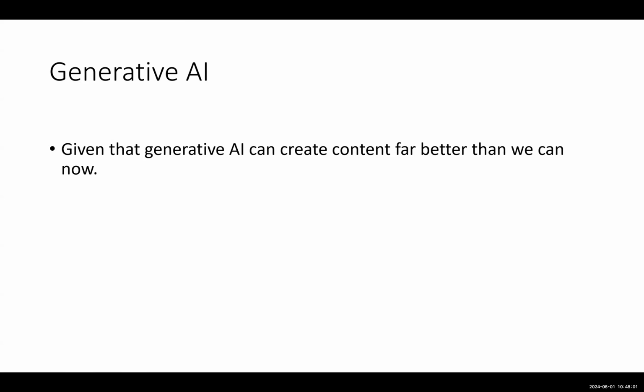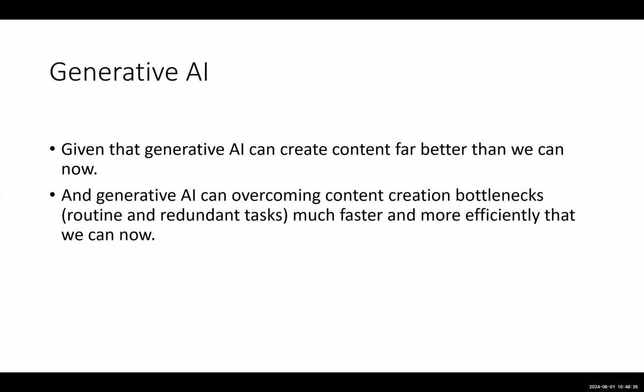Given that generative AI can create content that is far better than we can currently, and if generative AI can overcome content creation bottlenecks, the sorts that we were talking about a moment ago, where we have routine and redundant tasks that take place every single day in the office, if they're able to do this much faster, more effectively than we can now, and at a much cheaper cost than paying an employee, well, then to what extent will that completely disrupt society at large?